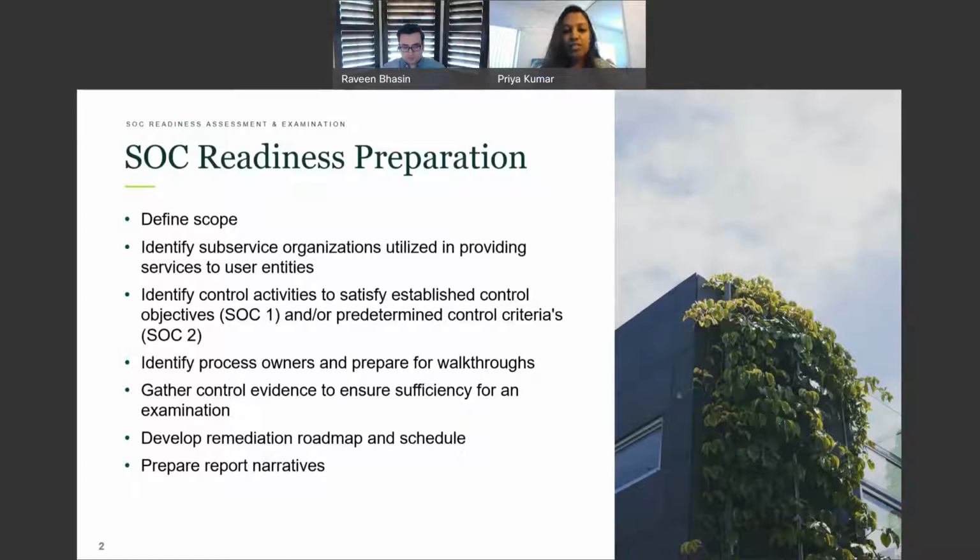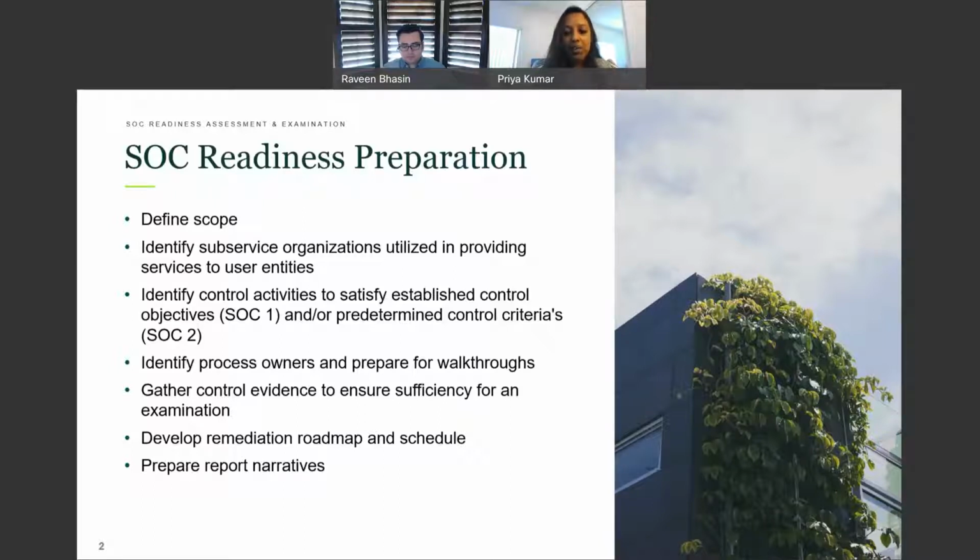So to first get started on the readiness, you first want to understand and identify what is the scope. So what services area of your organization do you want included in the report? Then you want to identify the sub-service organizations that are utilized to assist in your service offering. For example, you could be leveraging a cloud provider like AWS to host your system, or you could be outsourcing a business function for your service like billing or payment processing.